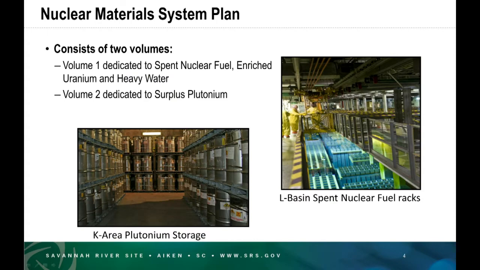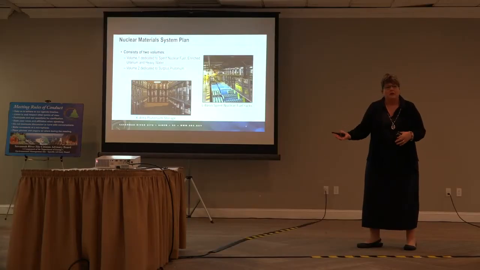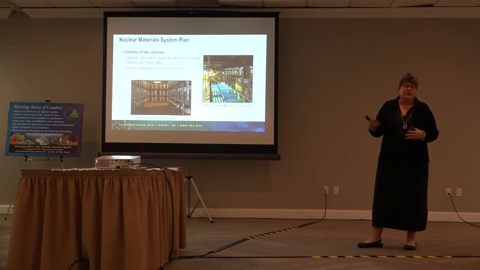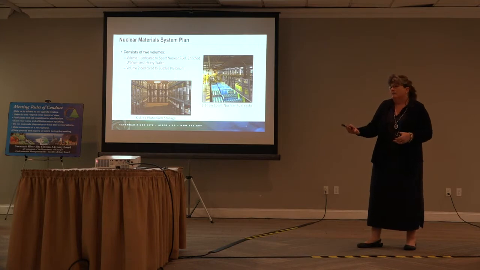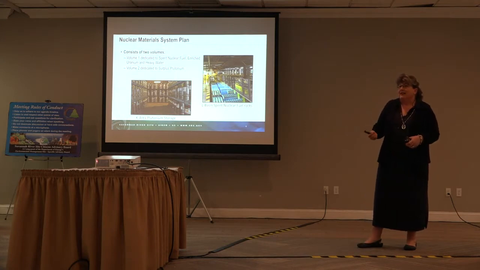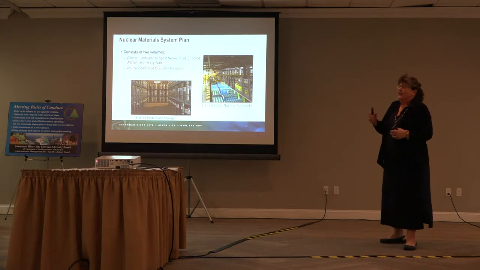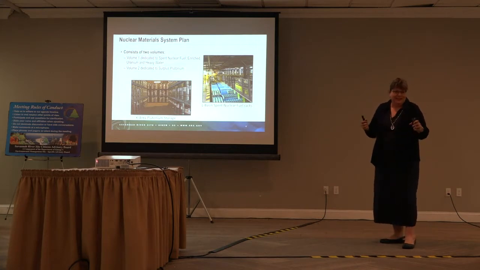So the system plan consists of 2 volumes. One is dedicated to uranium, spent fuel, and heavy water, which is what we have stored that's left over from production days, and it's what our reactors used as moderator. And heavy water just means that it has deuterium in it, which is an isotope of hydrogen. So normally you learn water is H2O. Heavy water just has deuterium in it, which means it has another atom in the nucleus.